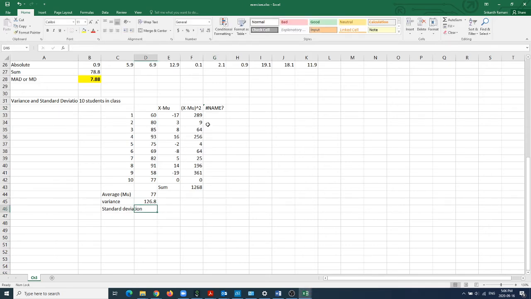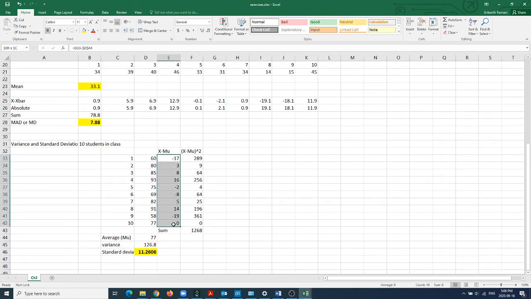So in order to find the standard deviation, you just take the square root of this value, and it gives you another value, which is 11.26. Okay? So this 11.26 can be interpreted in a very similar fashion as the mean absolute deviation, where if you pick a random student in this class, that person is around 11 points higher or lower than the mean. All right, so 77 is the class average.